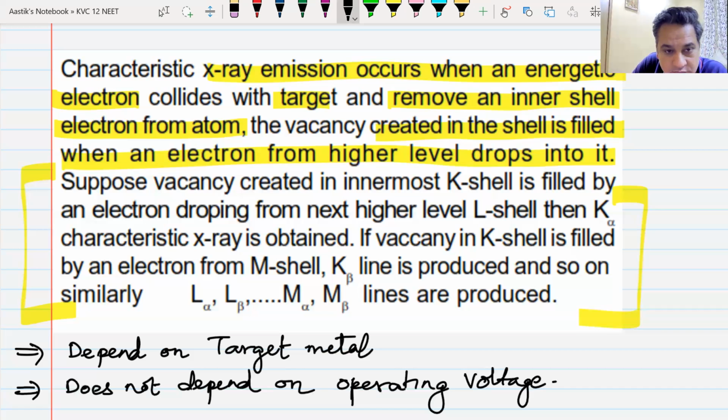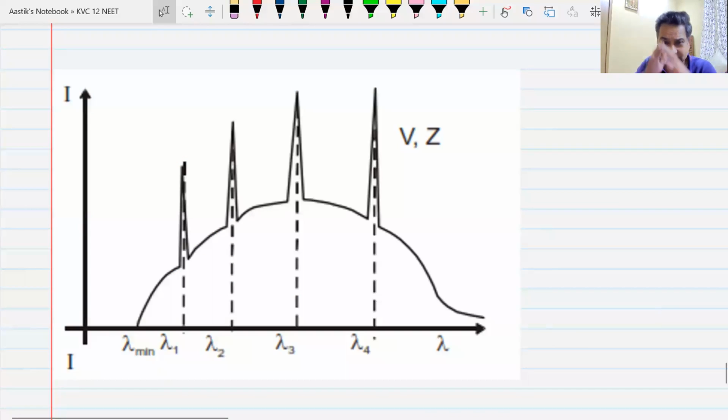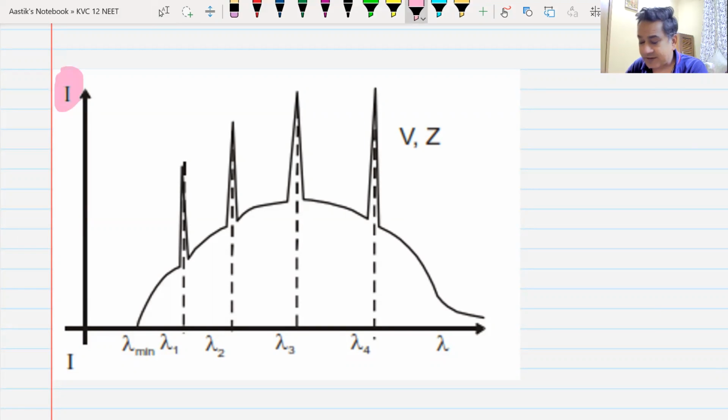Now, as soon as we understand these characteristic X-rays, now we can see the X-ray spectrum. Remember, most of the questions in this chapter will be based on your graphs. So this is the entire spectrum. Do you understand the meaning of spectrum? The band of X-rays coming out of the Coolidge tube. Here we have plotted the intensity of radiation. Intensity means the number of X-rays. And here we have plotted the wavelength.